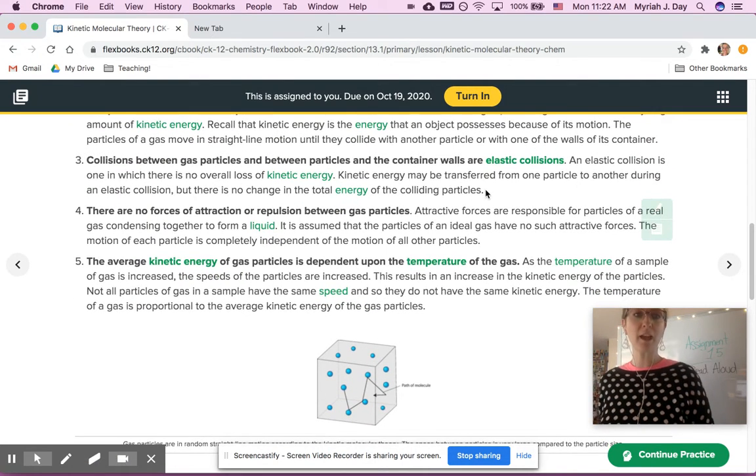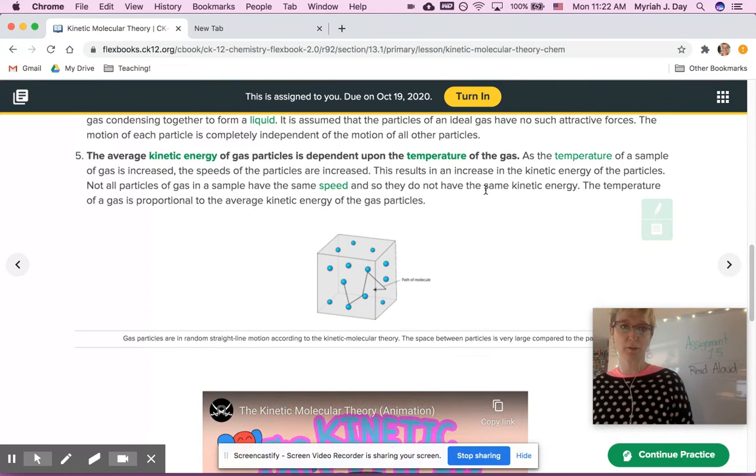Number 5: The average kinetic energy of gas particles is dependent upon the temperature of the gas. As the temperature of a sample of gas is increased, the speeds of the particles are increased. This results in an increase in kinetic energy of the particles. Not all particles of the gas in a sample have the same speed, so they do not have the same kinetic energy. The temperature of a gas is proportional to the average kinetic energy of the gas particles.